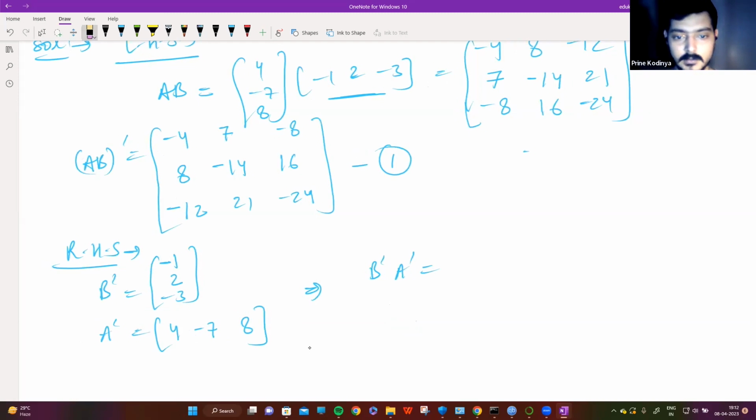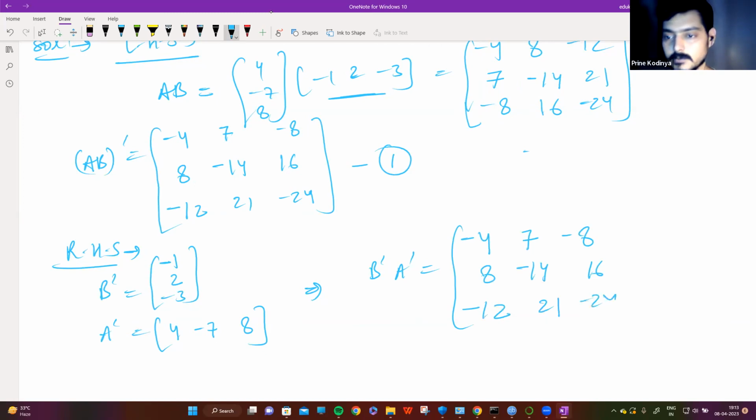So B dash A dash should be, first row, first column, which should be -4, 7, -8. Then second row, first column would be 8, second row, second column would be -14, and then 6. This would be -12, 21, -24. That should exactly be the same. From first and second, you can say that AB whole dash is equal to B dash A dash.